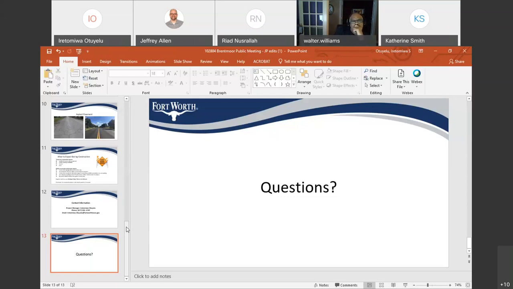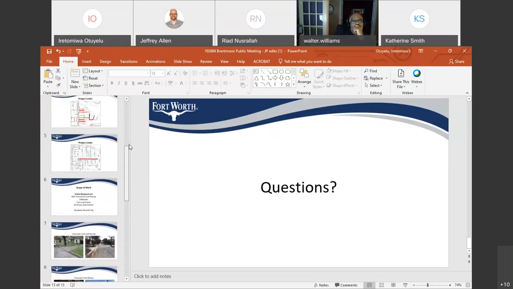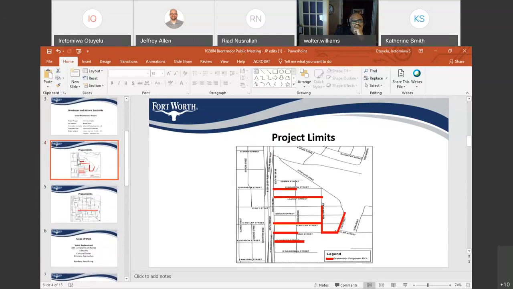The rest of the streets on the map, what Tammy was talking about in Brentmoor, we're going to semi-reconstruct those. We're going to pulverize the existing pavement down to 8 inches. When that's done, we're going to stabilize the sub base. Then we're going to overlay and put a new top of new asphalt. So it's 2 different procedures.